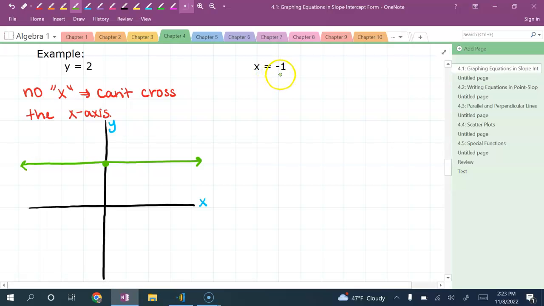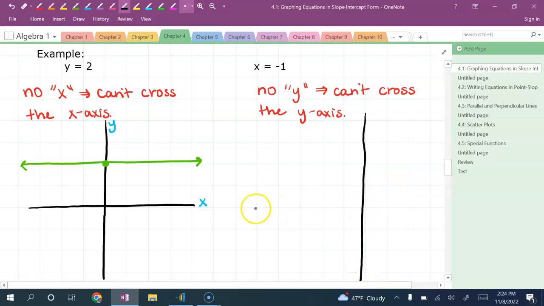Now, if it says x equals a number instead, similar case, but think of it as there's no y for this one. So it can't cross the y-axis. So for this one, you would go -1 on the x-axis, which would be right there, and it can't cross the y, so I don't want it to be a flat line. Instead, I want it to be a line that goes straight up and down, like that.